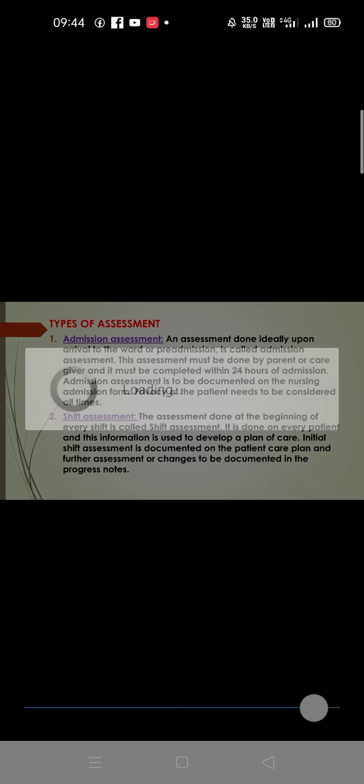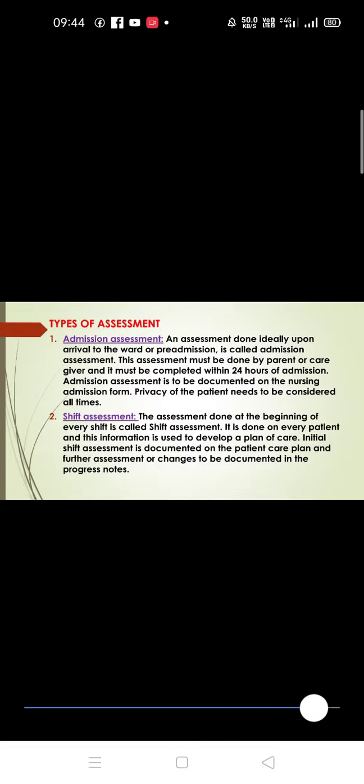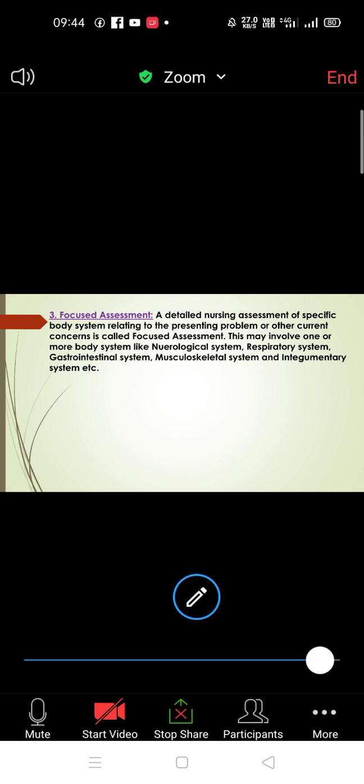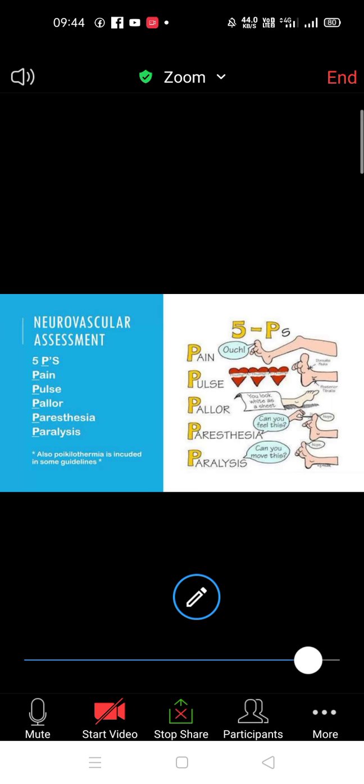Clear? Then the types of the assessment. What are the types of the assessment? First, admission assessment means any assessment which is done at the time of the admission of the patient. Then the shift assessment means the assessment which is done during every shift. Then the focused assessment means a detailed assessment of a specific body system, like the respiratory system or digestive system. Any assessment done specifically to one system is called the focused assessment. So these are the types of the assessment. Clear?